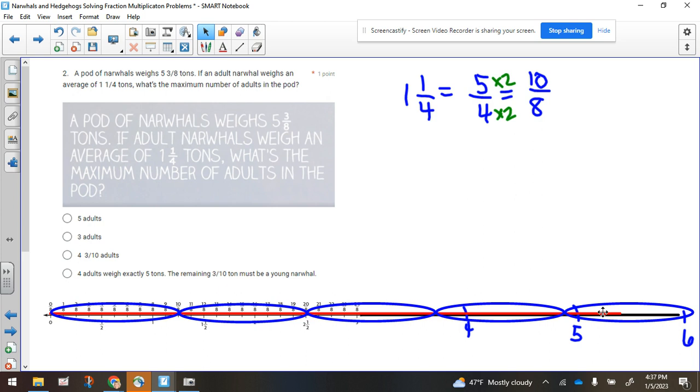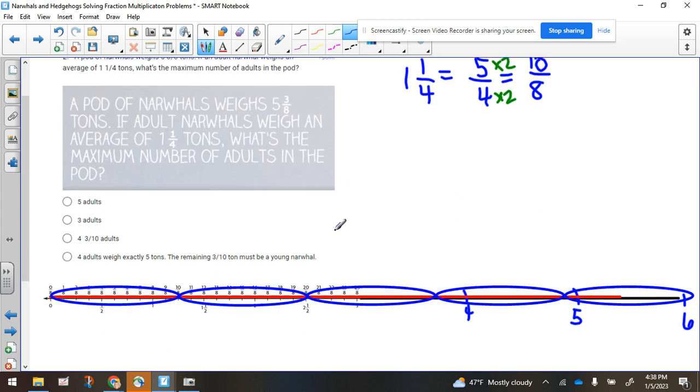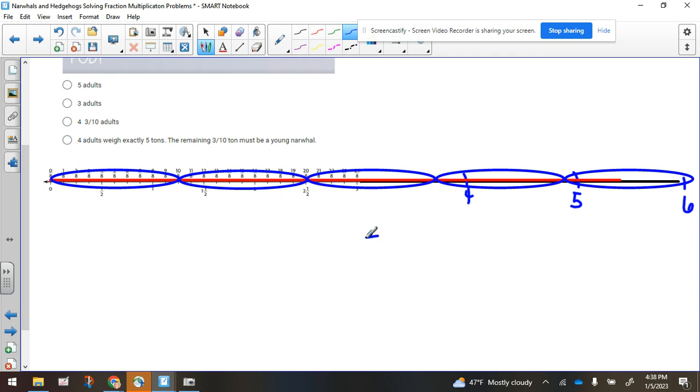So the question is, how do we deal with that? Because 4 is not a choice here. And we're not going to pick this because we can't have a partial narwhal. We either have it or we don't, right? So what's the algorithm for this? The algorithm is 5 and 3/8. So let's write that down here. 5 and 3/8. This is what you're putting on your piece of paper.